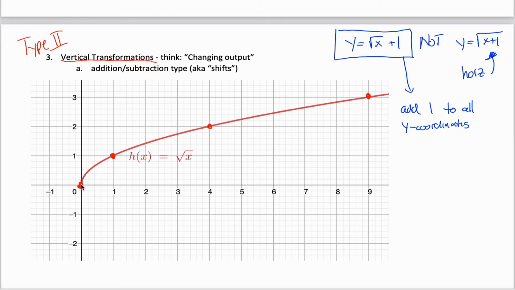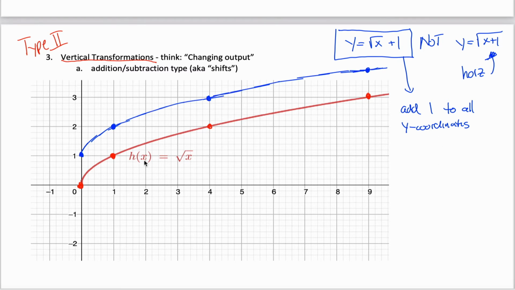So this point that is currently at (0, 0) is going to move to (0, 1). This point that's currently at (1, 1) is going to move to (1, 2). This point that is currently at (4, 2) will move to (4, 3). And this point that is at (9, 3) will move up to (9, 4). I connect these dots with something that has roughly the same shape as what I see in red, and I get my transformed graph. That's it.